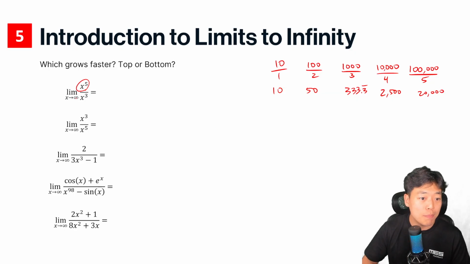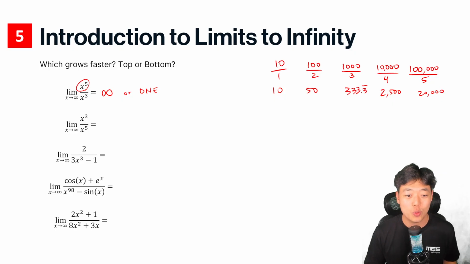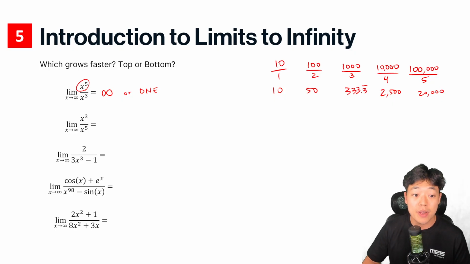And as x approaches infinity, as the x gets bigger and bigger and bigger, we know that this is going to infinity. Otherwise, also known as does not exist, because infinity doesn't actually exist. It's not an actual number. But saying that this equals infinity tells us more information than what DNE tells us.